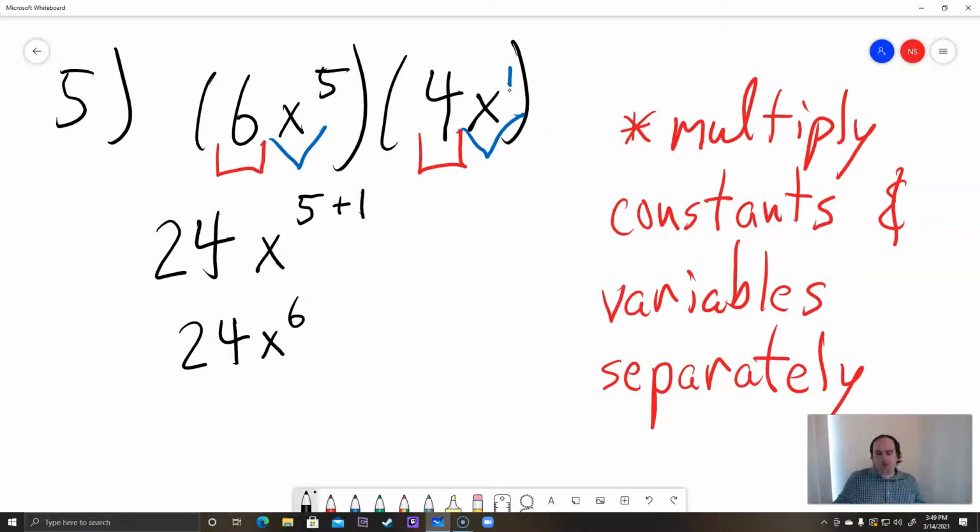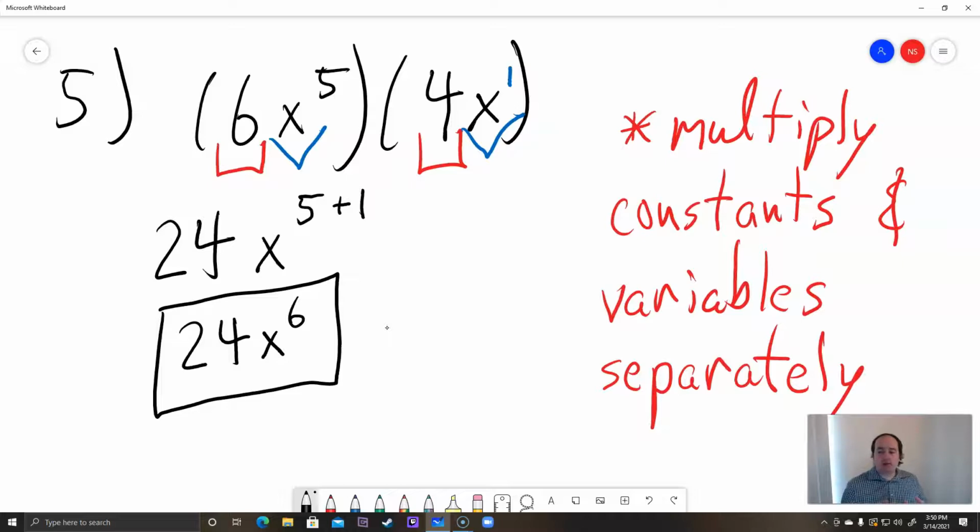Pretty cool, huh? That's the whole problem. Now, you got to resist the urge to combine the 24 with the 6. You're not allowed to do that. Remember, 6 is the exponent of a variable, and 24 is a constant out front. Those are two separate things. You cannot combine those. So you just leave your answer as 24x to the 6. Okay, and that's the whole problem.